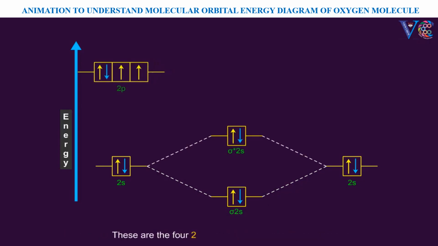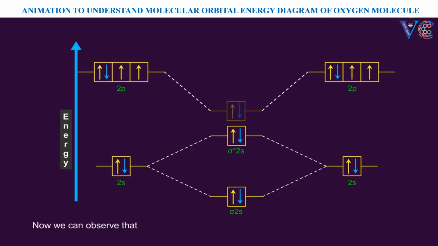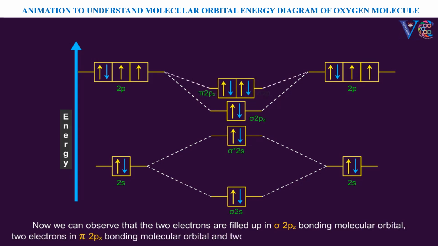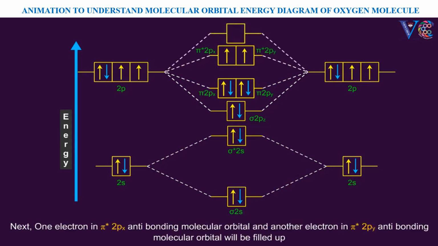These are the 4 2p electrons in one oxygen atom. 4 2p electrons in another oxygen atom. Now we can observe that 2 electrons are filled up in sigma 2pz bonding molecular orbital, 2 electrons in pi 2px bonding molecular orbital, and 2 electrons in pi 2py bonding molecular orbital. Next, 1 electron in pi star 2px antibonding molecular orbital, and another electron in pi star 2py antibonding molecular orbital will be filled up.